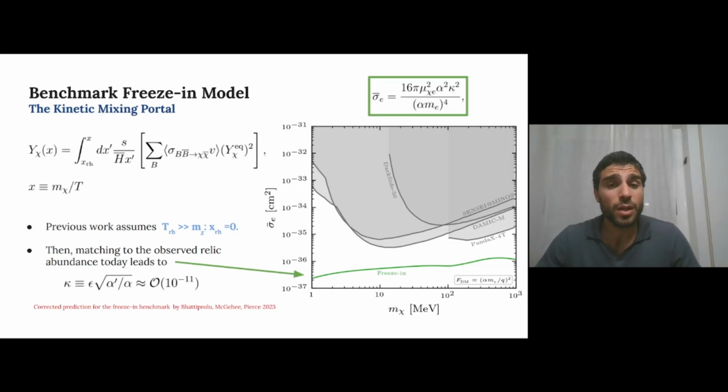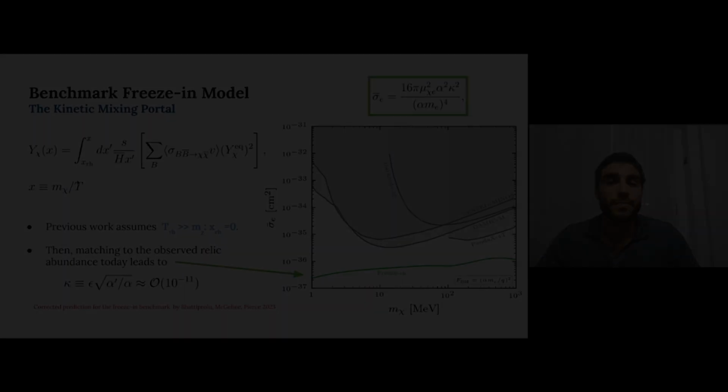The main point of our work is actually to show that, in contrast to prior understanding, the freeze-in benchmark is not a curve, but rather a region, and a sizable fraction of this region already lies in the parameter space currently being probed by direct detection experiments.